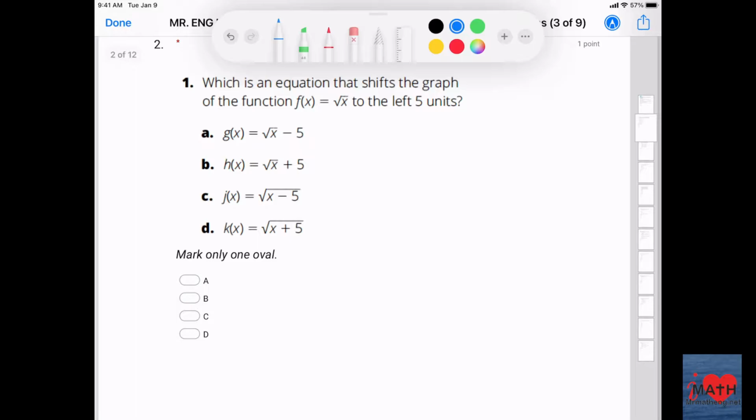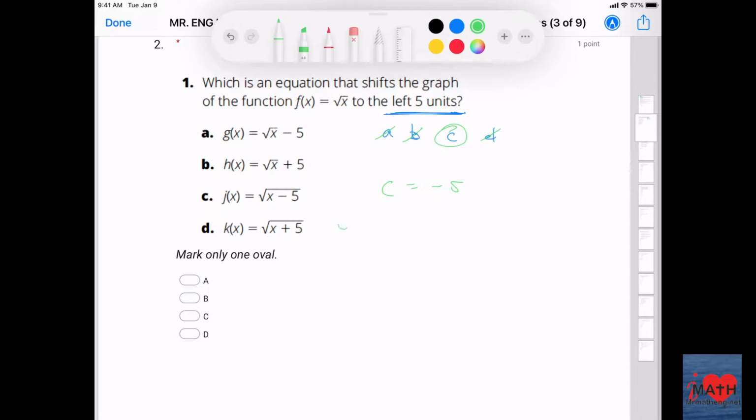Alright, let's go over question number 1. Which equation shifts the graph of the function f of x equals square root of x to the left 5 units? You have to think of a letter: A, B, C, or D. This is a horizontal shift, so that's a vertical dilation. This is a horizontal dilation, and this one is a vertical shift. And we're looking for a C value that is -5.